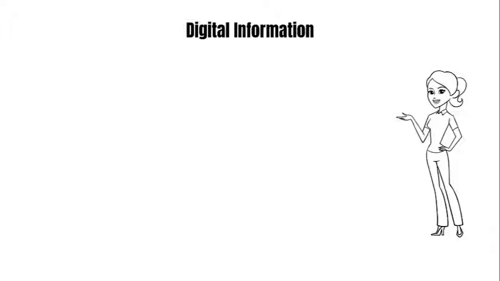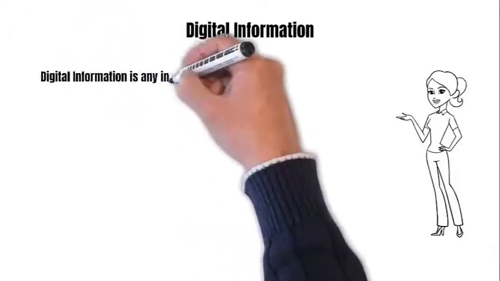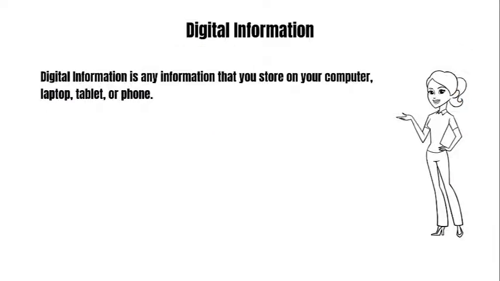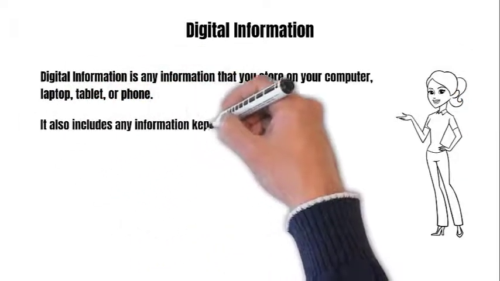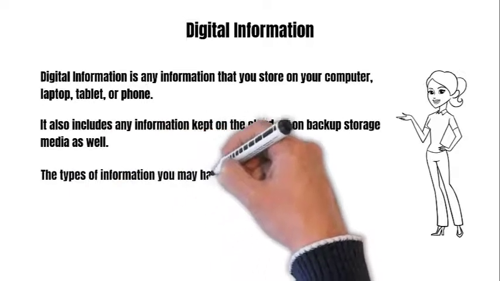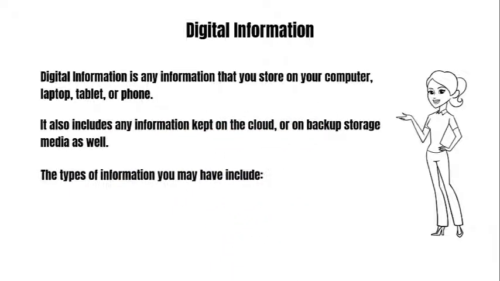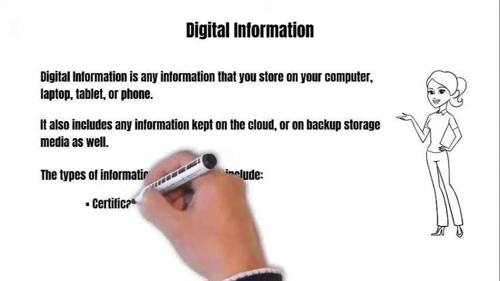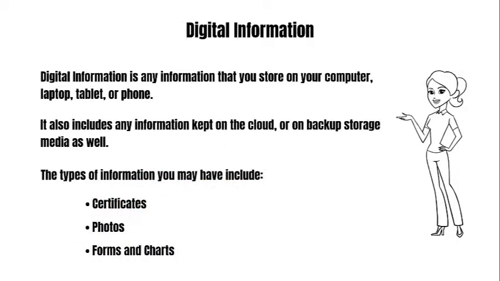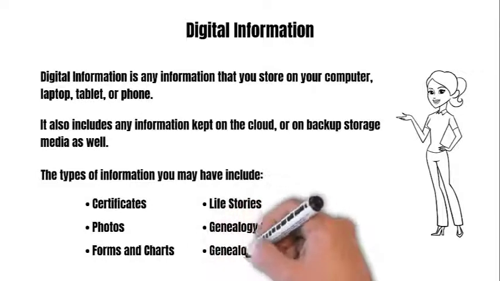Now for digital information. Digital information is any information that you store on your computer, laptop, tablet, or phone. It also includes any information kept on the cloud or on backup storage media as well. The types of information you may have include certificates, photos, forms and charts, life stories, genealogy software files, and genealogy links.